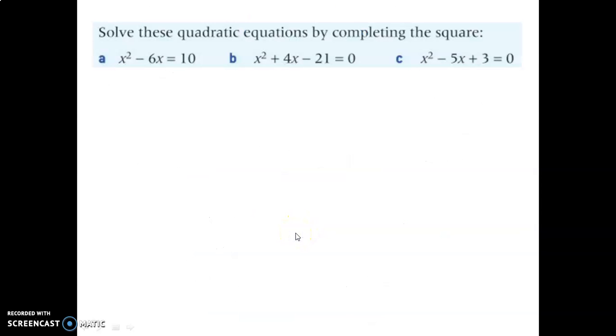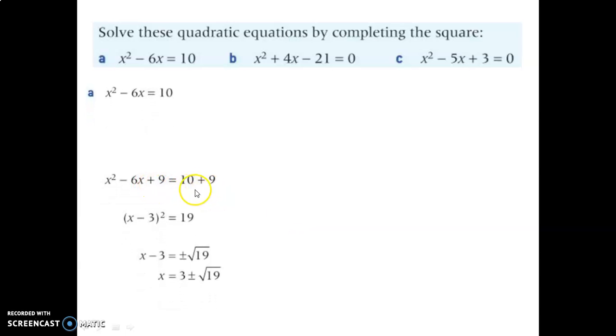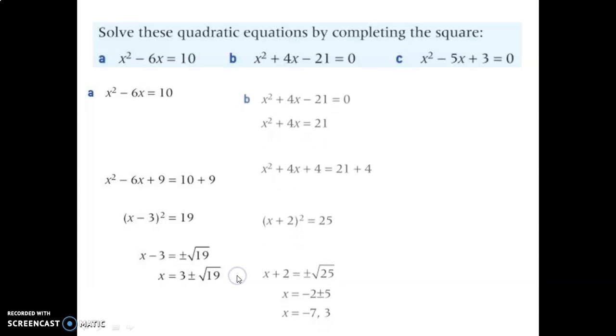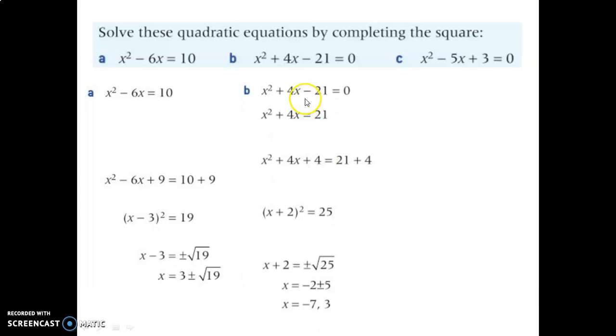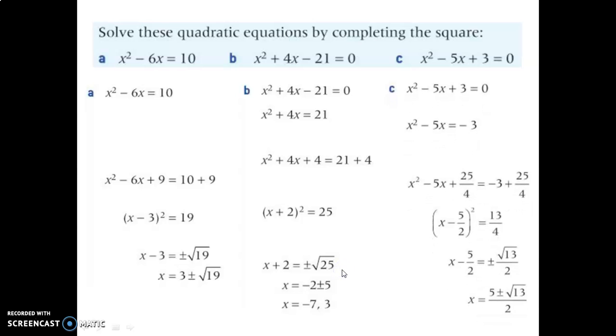Okay, try these three. A. 9 is the number we added when we did b over 2 squared. Now we have a perfect square, factors, solve. B. Okay, check your work here. It was not a perfect square, so 21 was moved over. Then 4 was the number we added when we did b over 2 squared. Check your work. And C. Great, check your work carefully right to the end here.